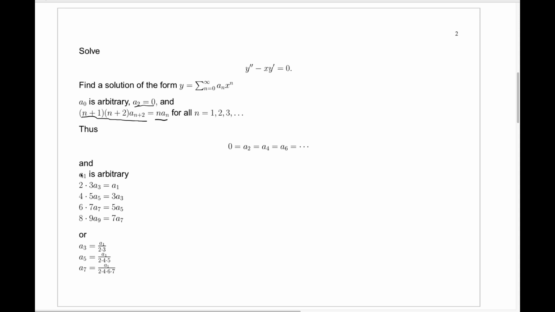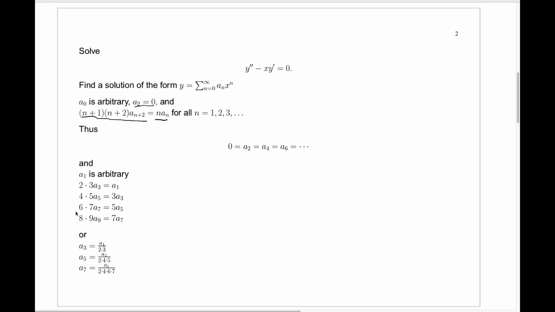Now, what can we say about a sub 1? There was no condition on a sub 1, so a sub 1 is arbitrary. What can we say about a sub 3? Well, this equation, when n equals 1, tells us 2 times 3 times a sub 3 equals a sub 1. Put in n equals 2, put in n equals 3 there, and you'll get 4 times 5 times a sub 5 equals 3a sub 3.